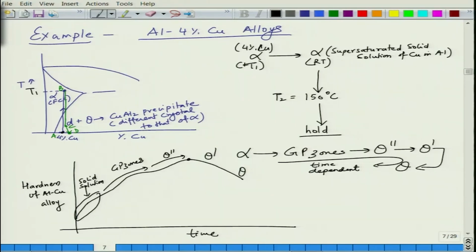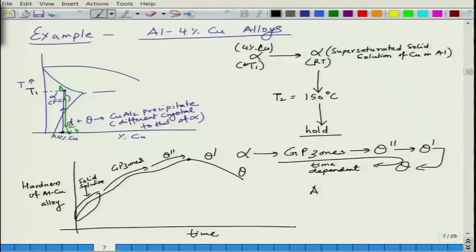So this process is very important, because if you do it at a temperature which is low enough so that theta doesn't form, you get stuck somewhere between theta double prime and theta prime, then you can maximize the hardness of aluminum alloys. These alloys are called age hardenable alloys. Age hardenable means as you age them, as you keep them for a certain time at a certain temperature, they become more and more hardened.